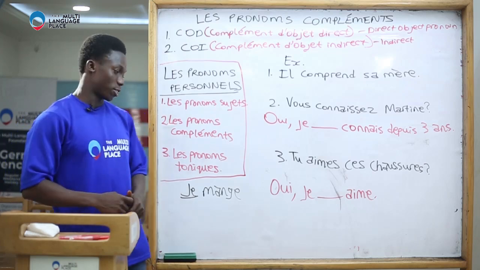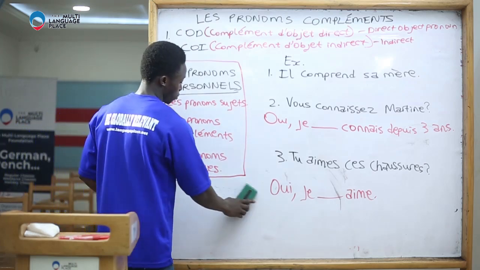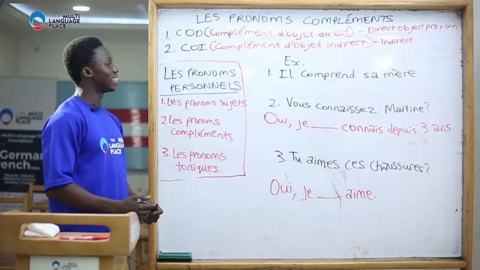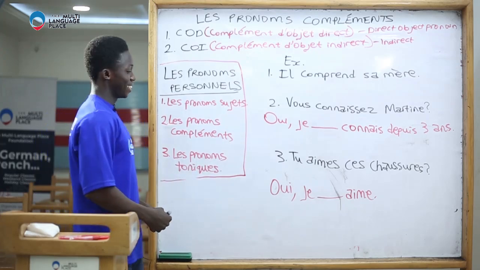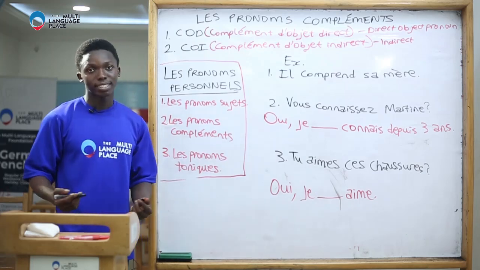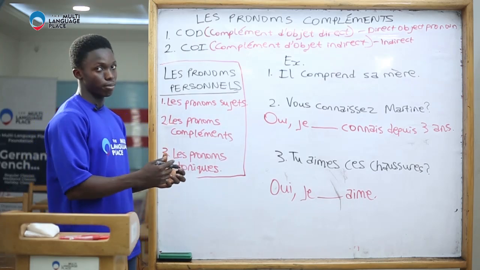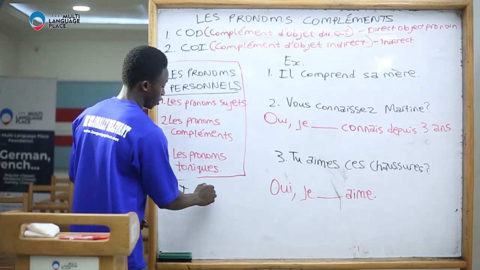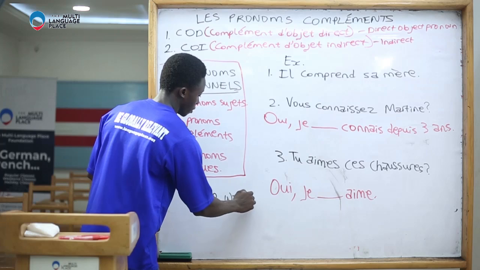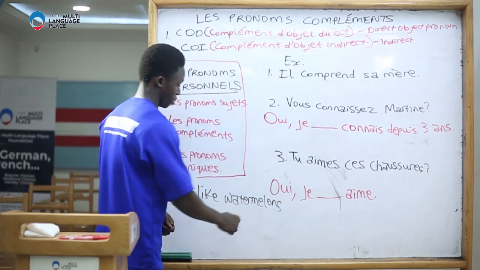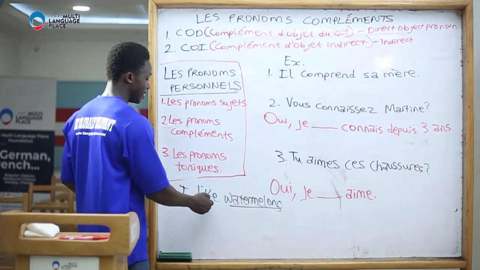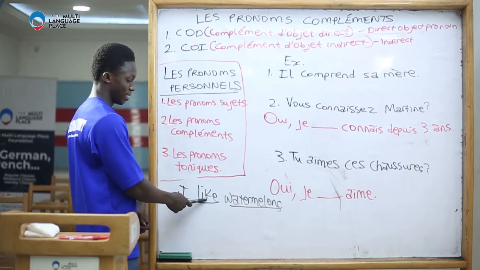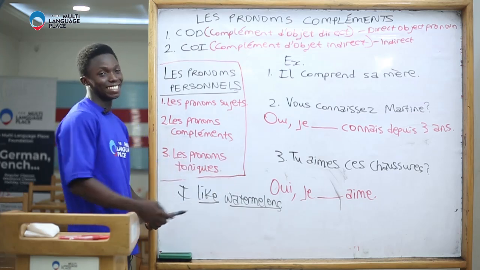What are direct object pronouns? Direct object pronouns are pronouns that you use to replace direct objects. So what are direct objects? Direct objects are objects that are easily linked to the verb. They don't have any medium. For example, if I say, I like watermelons. Watermelons is a direct object and this is the verb. No medium, nothing in between. This is being acted upon by this. What do I like? Watermelons.